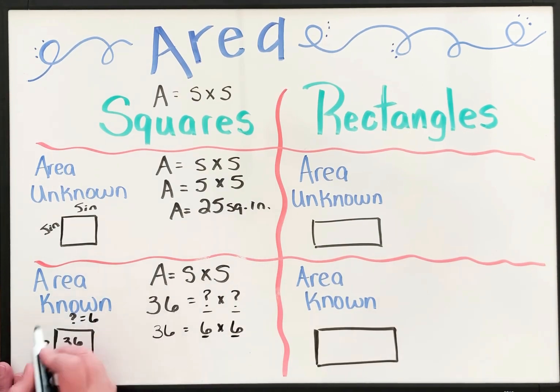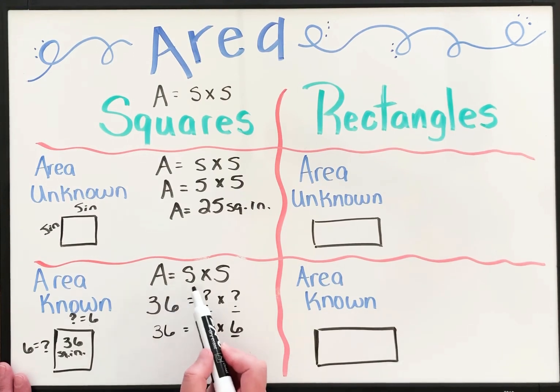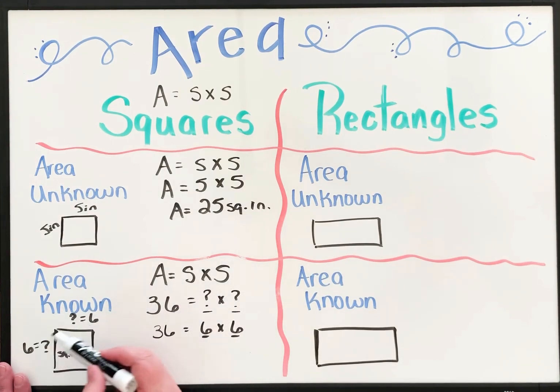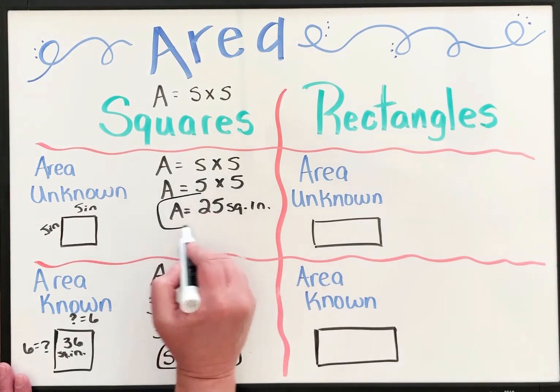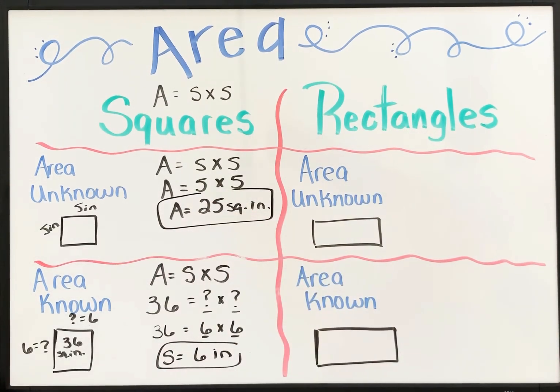So if I come back over here and plug in that 6 for the length of my sides, does that make sense? I can use my formula to check my work. If area is side times side, is 6 times 6 36? Yes, it is. So I just found my side. So I can say that the length of one side is 6 inches. Now, let's move over here to rectangles.